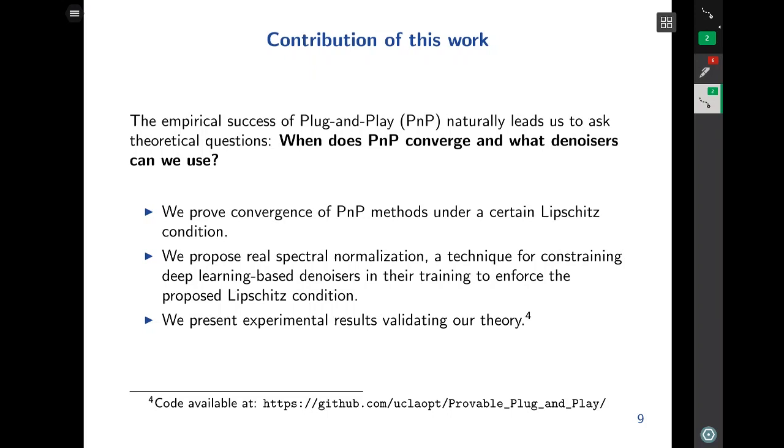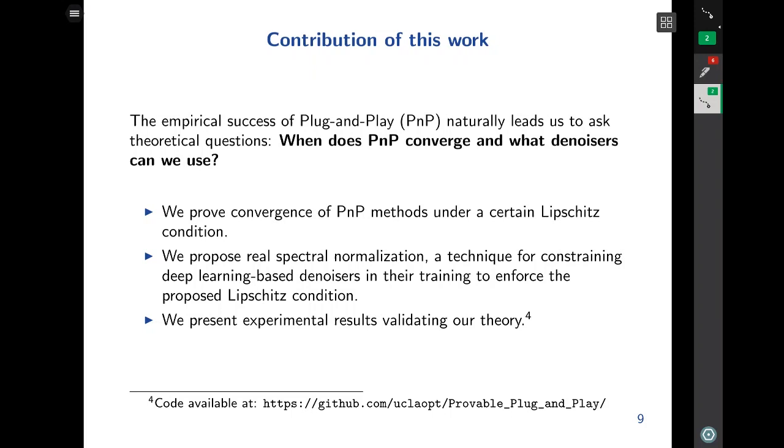What denoisers can we plug in for plug-and-play? We summarize the contribution of this work as follows. First, we prove convergence of plug-and-play methods under a certain Lipschitz continuity condition. Then we propose real spectral normalization, which is a technique for constraining deep learning-based denoisers in their training to enforce the proposed Lipschitz condition.